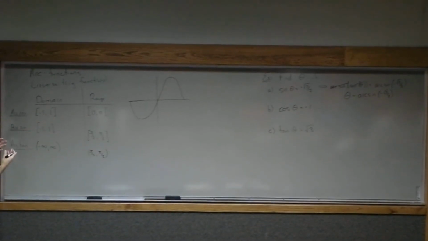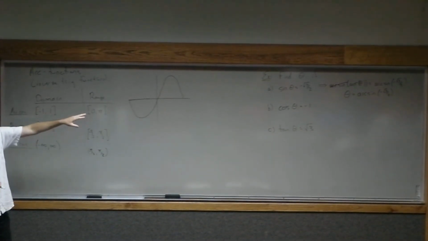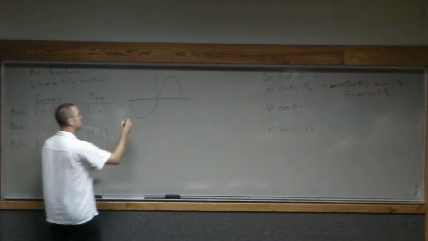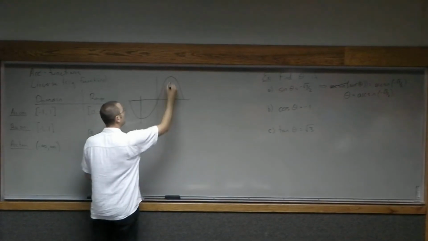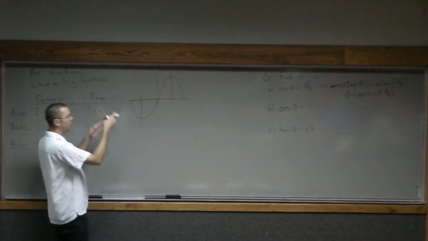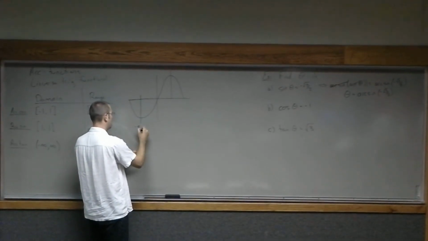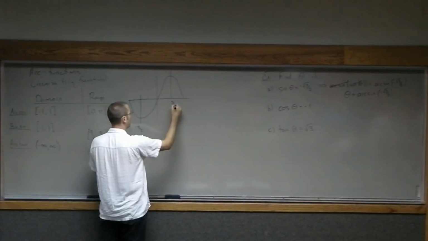Okay? Since I'm using this arc sine function, the arc sine function is only going to give me out an angle within those two vertical lines. Here's my minus pi over 2. Here's my pi over 2.